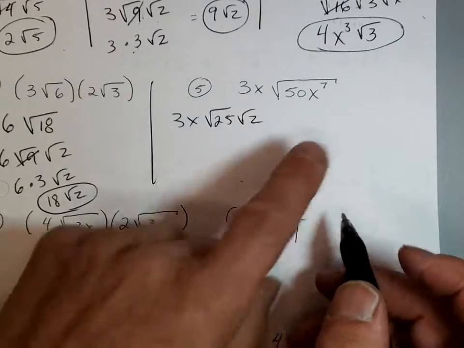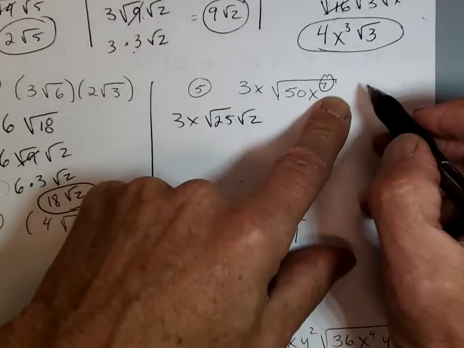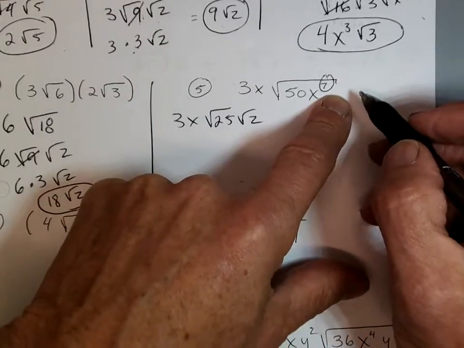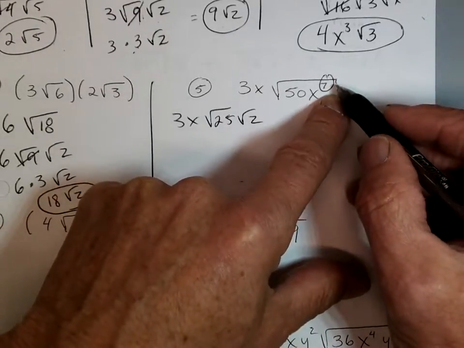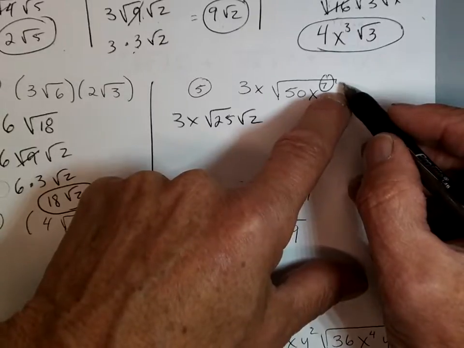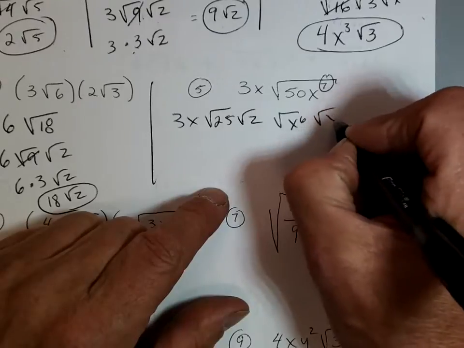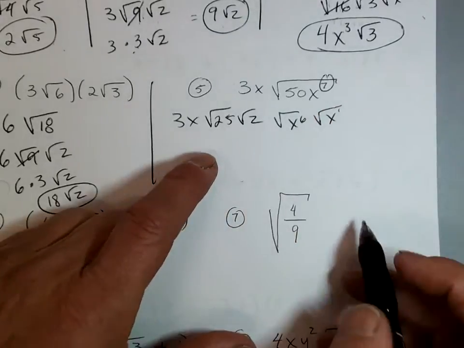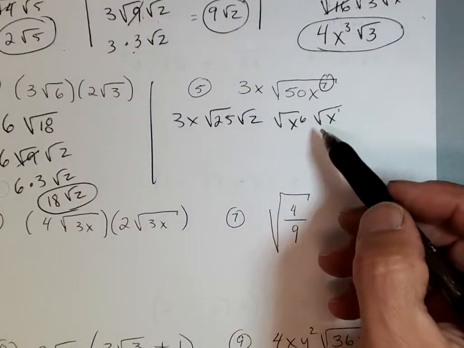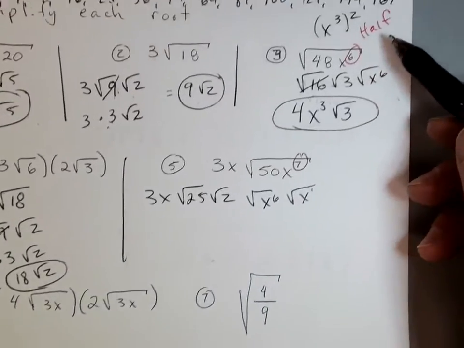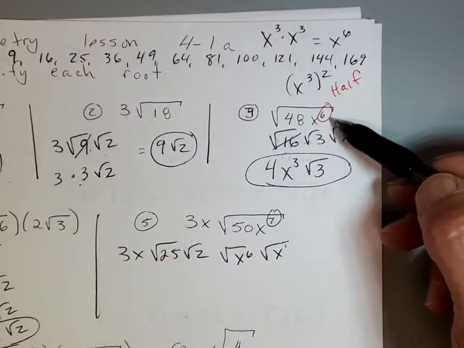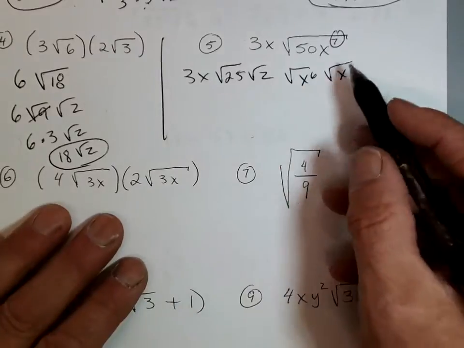There you go. Now, this exponent is not even. So what I'm going to do is take 1 away from it to make the biggest even number I can. I'm going to rewrite this as x to the 6 and x to the 1. I don't need the 1, but I'll put it there anyway. Because remember, we said up here, we're going to take half of it. So to take half of it, I had to make it an even exponent. Okay, so now let's see what I have.